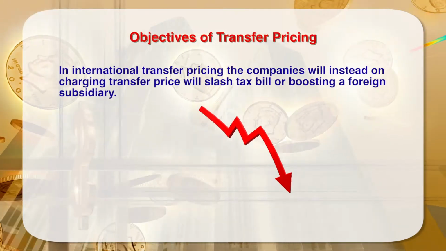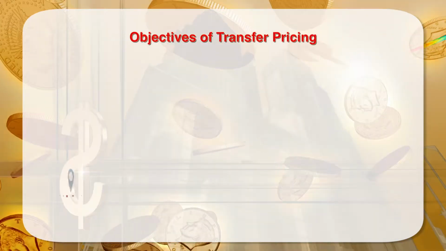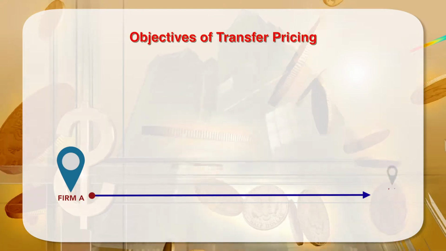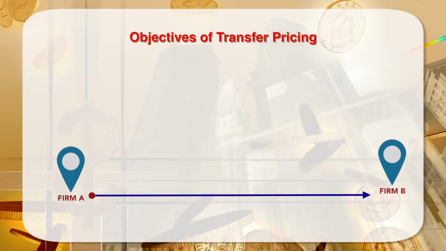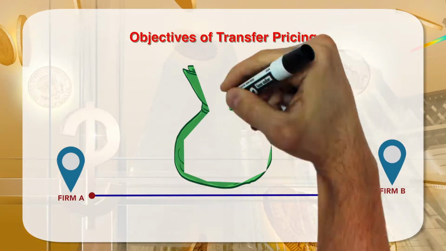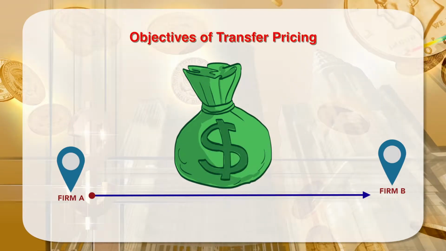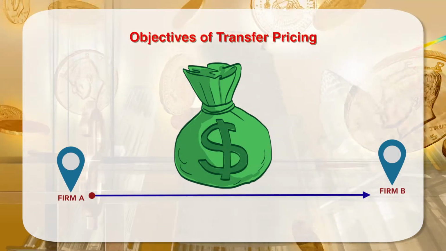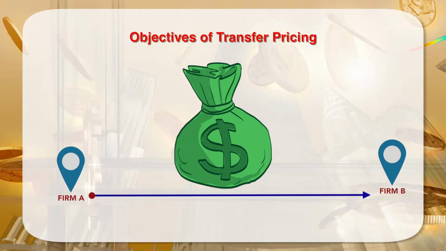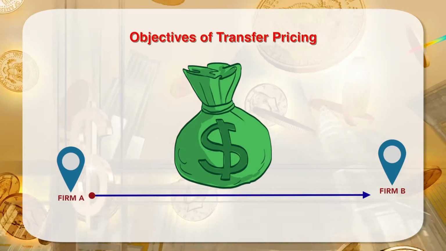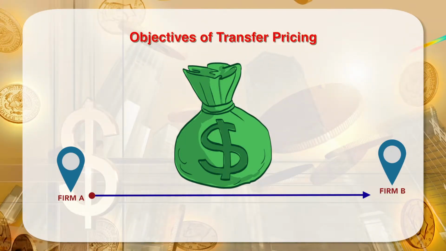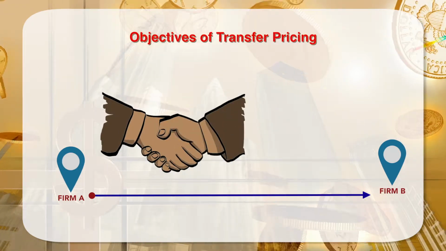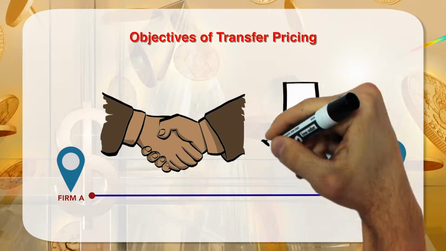subsidiary. In international trade, for example, a firm sending intermediary parts to a foreign subsidiary will charge a low transfer price to reduce customs duty payments when the goods cross a country's boundary, or it will help the subsidiary to compete in the market with low cost, gaining cost leadership. So, it helps in keeping the subsidiary's cost low.